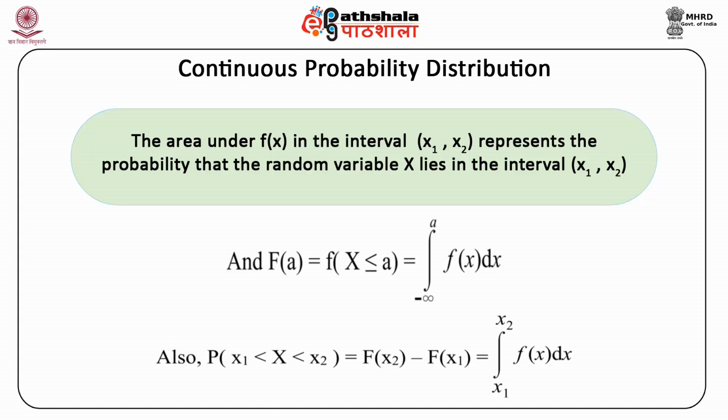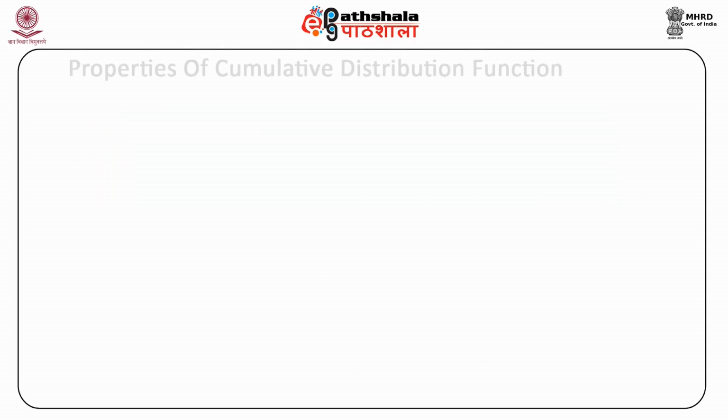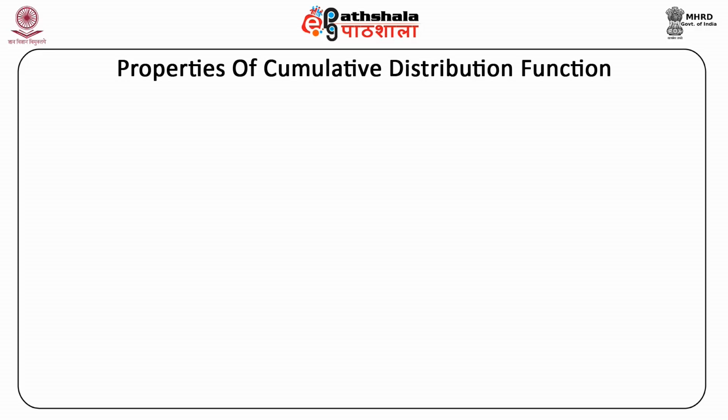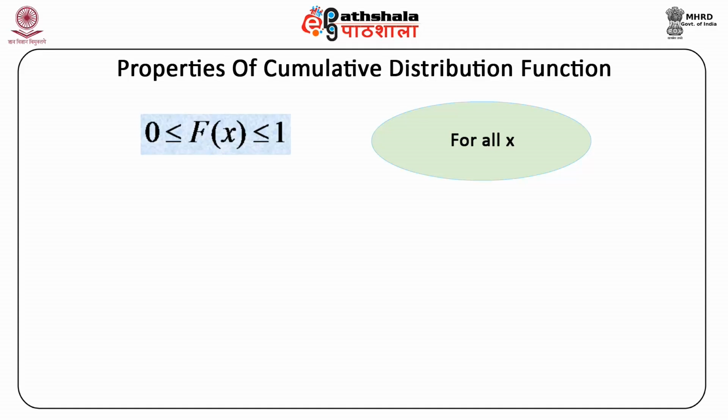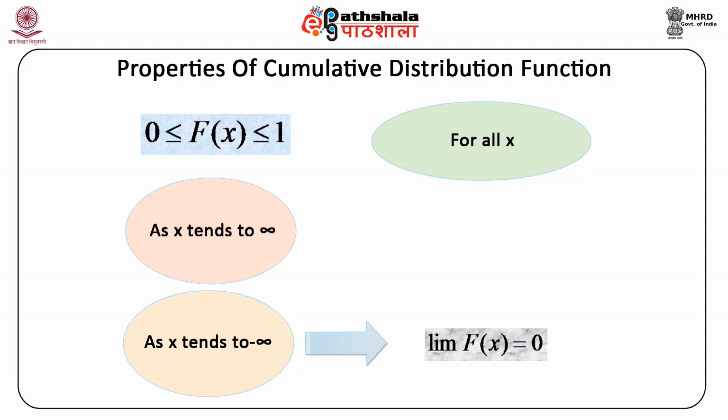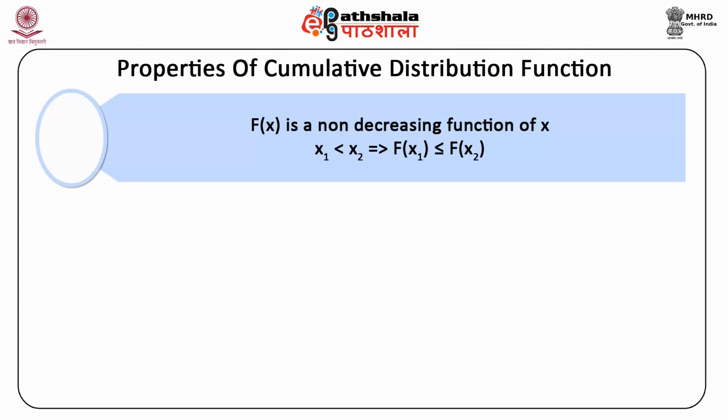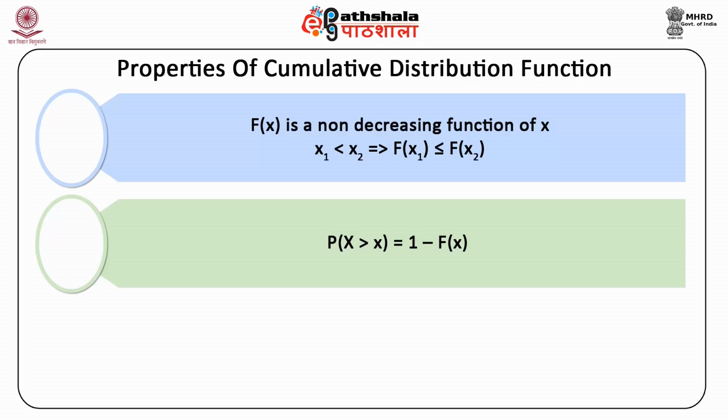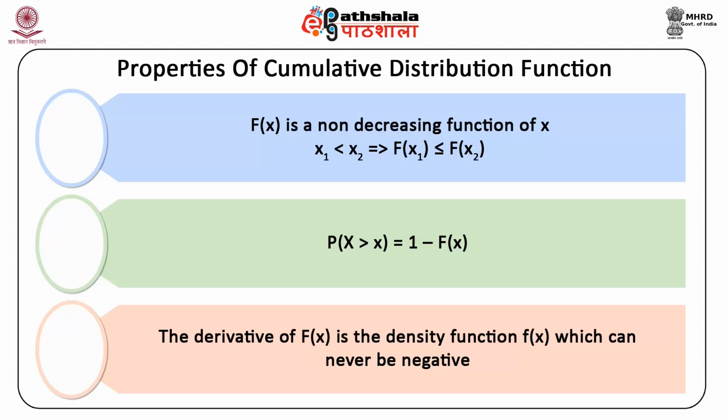Also, the probability of x1 less than X less than x2 is equal to F of x2 minus F of x1, which is equal to the integral from x1 to x2 of f(x) dx. Let us now look at the properties of the cumulative distribution function. Number 1. 0 is less than or equal to F(x) is less than or equal to 1 for all x. Number 2. Limit of F(x) as x tends to minus infinity is equal to 0. 3. Limit of F(x) as x tends to infinity is equal to 1. F(x) is a non-decreasing function of x, so x1 less than x2 implies F of x1 less than or equal to F of x2. P of X greater than or equal to x is equal to 1 minus F of x. The derivative of F(x) is the density function f(x), which can never be negative.